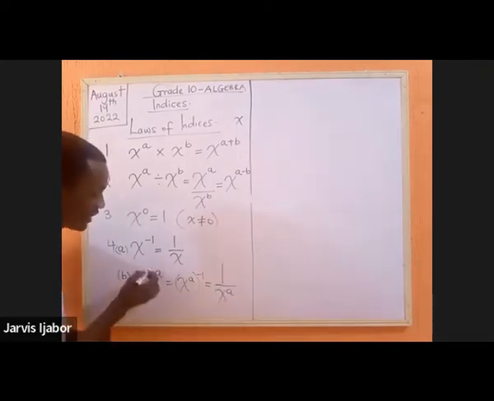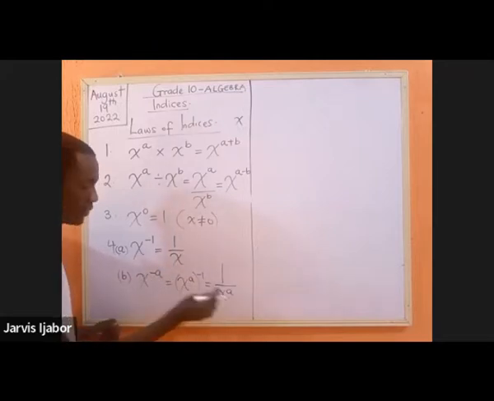So this is a negative index. This is a positive index. So you could be asked to write from negative index to positive index. This is what they did.